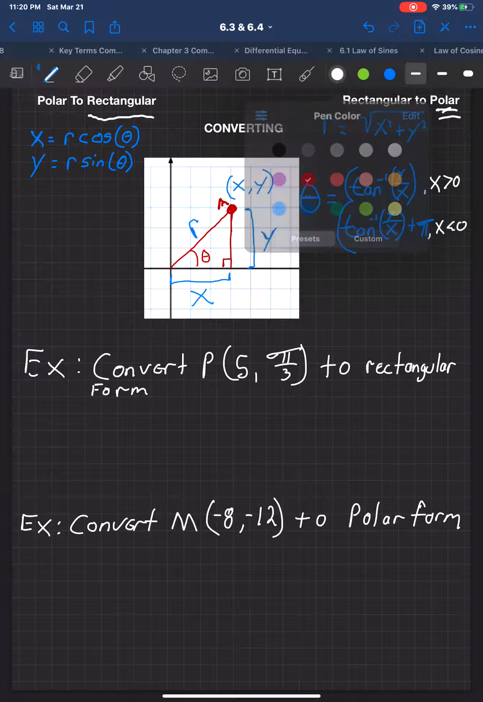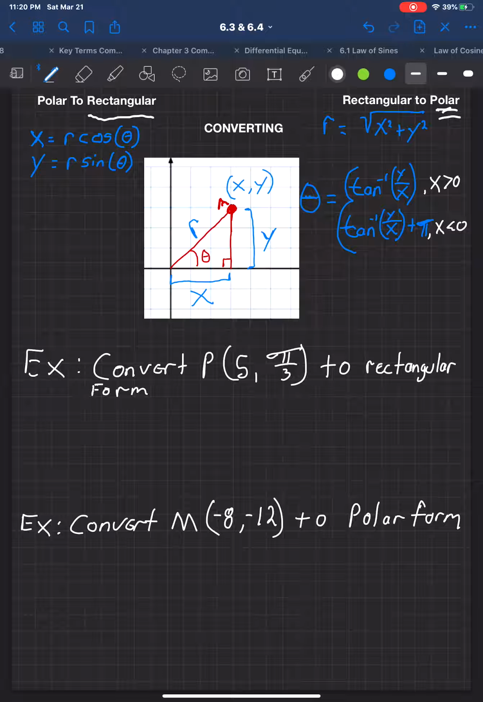So let's start with polar to rectangular. We're just going to make use of our right triangle trigonometry here. So the x value is simply equal to the hypotenuse, which is r, multiplied by cosine of whatever angle we're using. The y value is equal to r multiplied by sine of that angle.